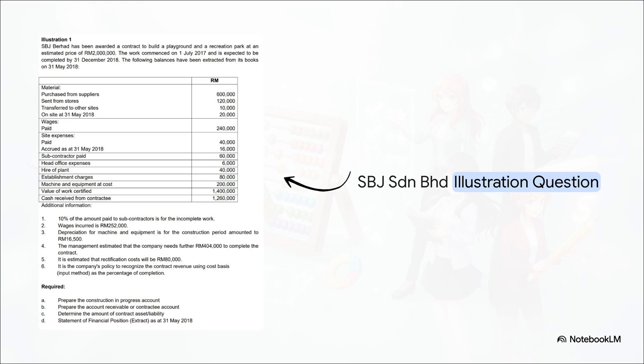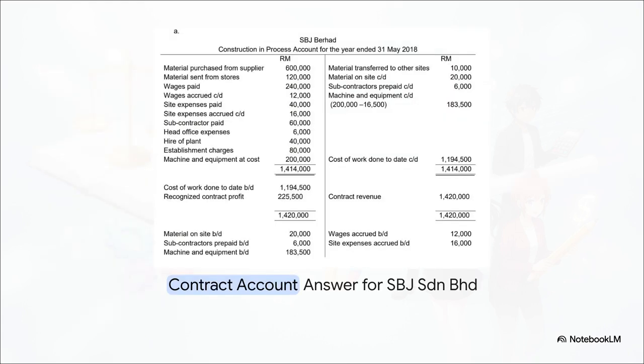Notice those specific details hiding down in the additional info? Like, for example, they mention the depreciation for the machine is 16,500 ringgit. They also point out that site expenses accrued are 16,000 ringgit, and our subcontractors have a prepaid amount of 6,000. We have to be really careful with how we treat these adjustments. So the most crucial part of the answer is seeing exactly how we handle these items in the actual contract account. Just look at the machine and equipment line.